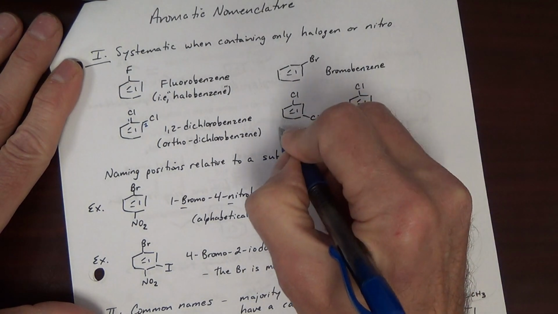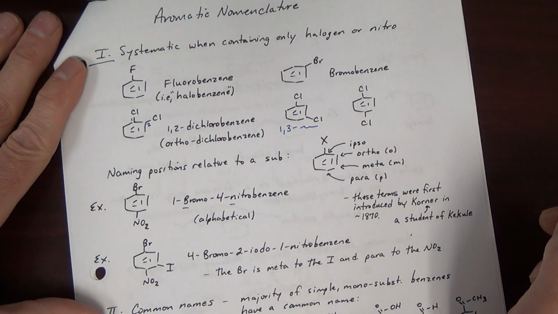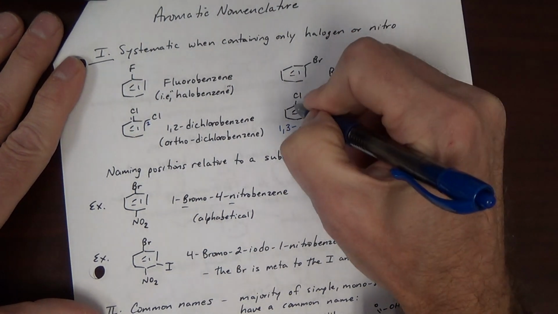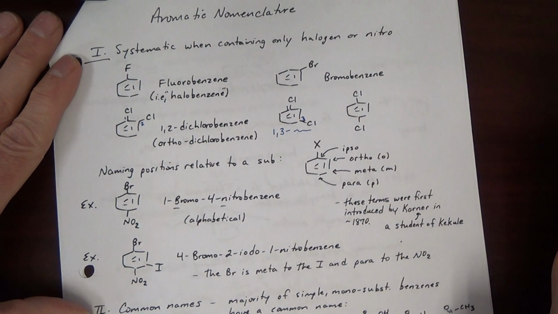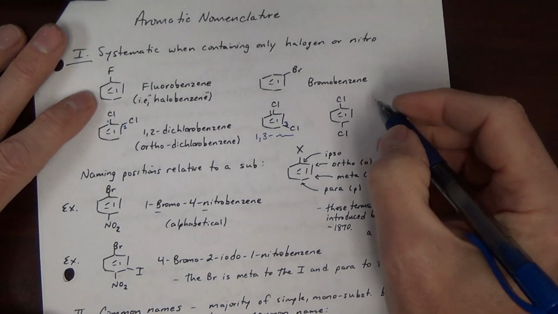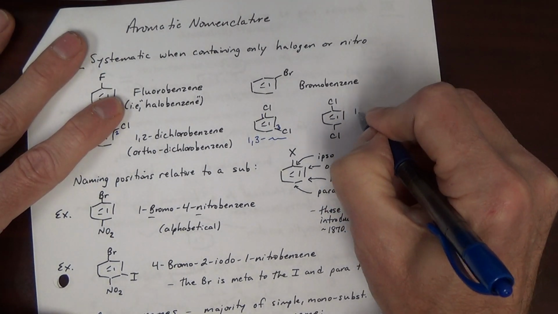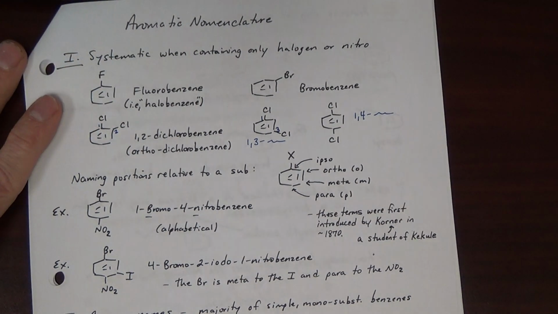The isomer here would be 1,3-dichlorobenzene. Because if that's 1, that's 2, the other chlorine is at the 3 position. And then this isomer here would be 1,4-dichlorobenzene.